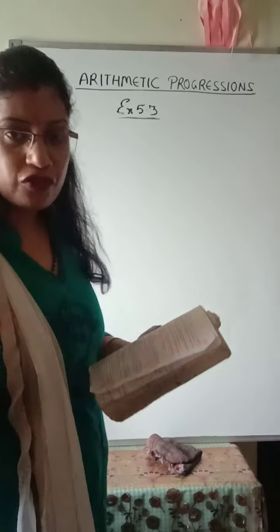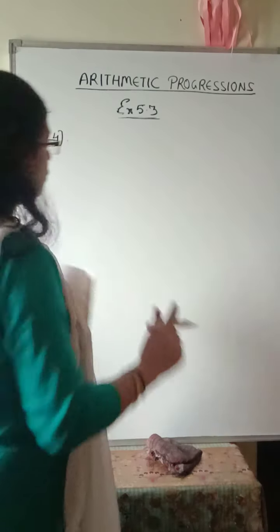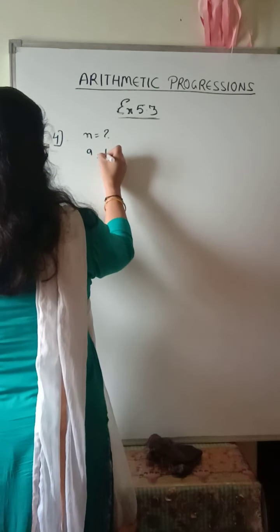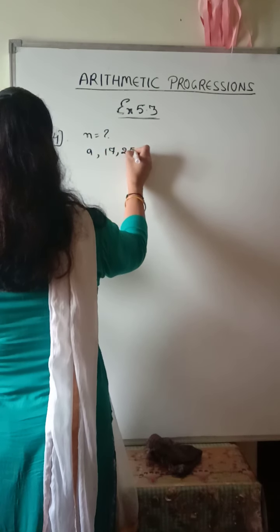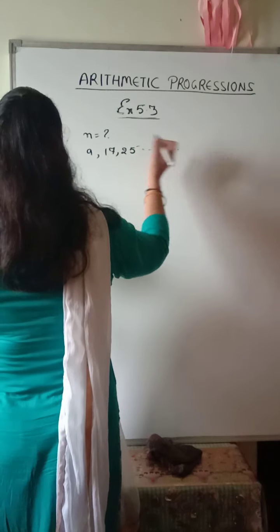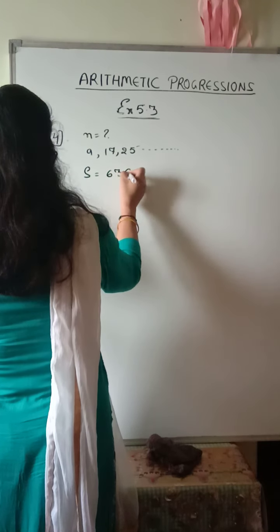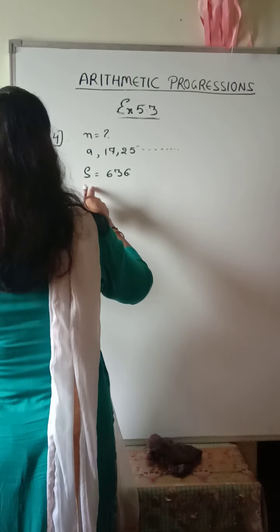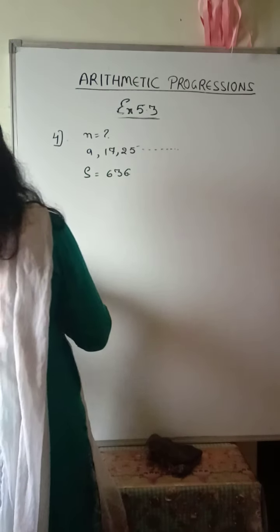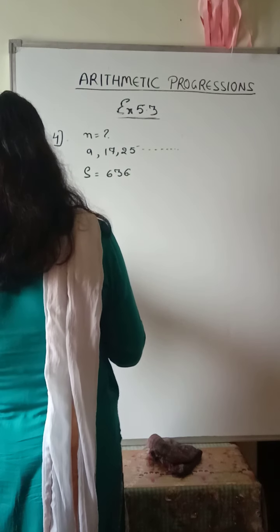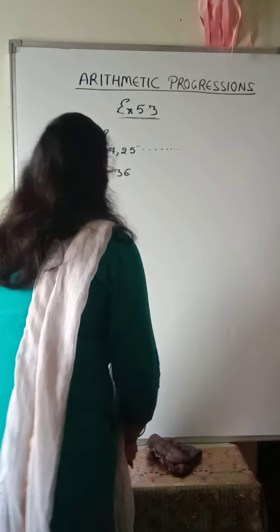How many terms of the AP 9, 17, 25 must be taken to give the sum equal to 636? How many terms means n. You have to find the value of n. तो हमें नंबर ऑफ टर्म्स निकालना है और सम हमें दिया हुआ है, ठीक है. So how many terms of the AP must be taken to give a sum of 636.